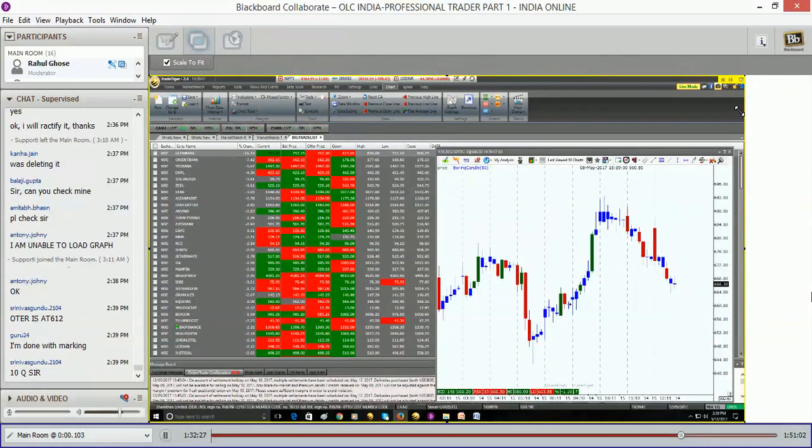Balaji, the level that you are marked on your screen, can you see prices have come back and touched your level?